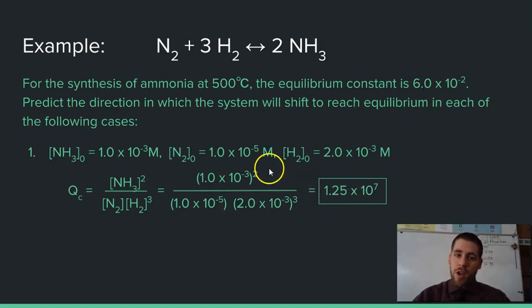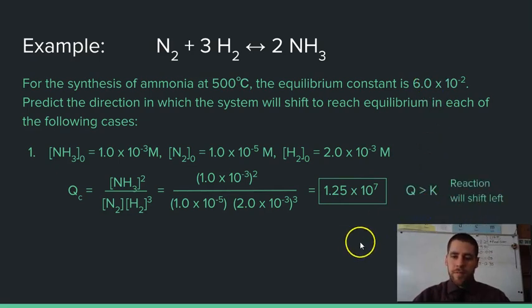Now again, don't memorize what needs to happen in different cases. Just think about it. If this is a larger number, that means our numerator must be larger. If our numerator is larger, then that means we have a lot of product, right? In order to reach equilibrium, we're going to need to get rid of some of that product and shift it back to reactants. When we decrease our numerator, now our ratio of products to reactants will decrease and eventually reach equilibrium. So Q is greater than K, and so the reaction will shift left.